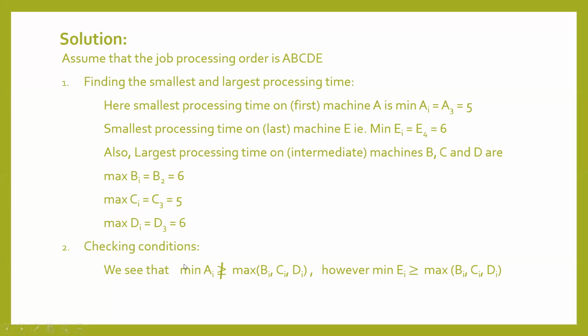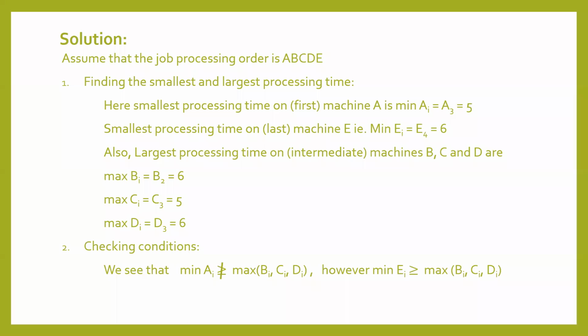Okay, the first one here we have seen: the minimum of AI is not greater than or equal to the max of BI, CI, and DI. However, the minimum of EI is greater than or equal to the max of BI, CI, and DI. And what is the max of BI, CI, and DI? That is between 6, 5, and 6. 6 is the maximum. Okay, and as it is equal here, we can go ahead and solve this problem using Johnson's rule.